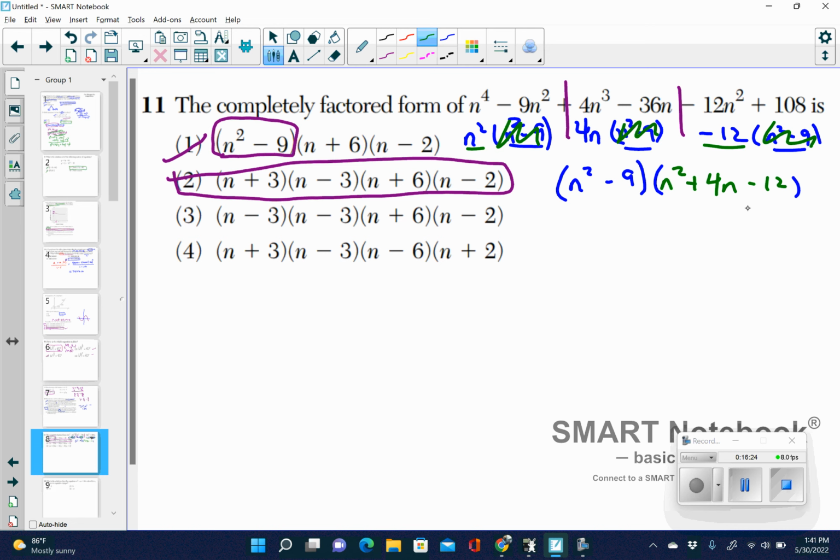Okay. So now I'm going to just go ahead and factor this out further. So this is n plus 3, n minus 3, like we said from the beginning. This can factor. We're looking for two numbers that add to be 4 and multiply to be negative 12. That's pretty easy, right? What would it be? Okay, so plus 6 and minus 2, right? Plus 6 minus 2. 6 minus 2 is 4. 6 times negative 2 is negative 12. And that is exactly what choice 2 says.